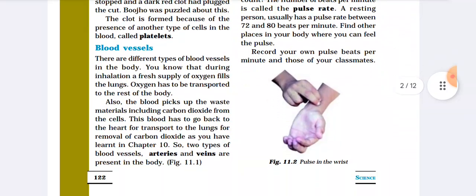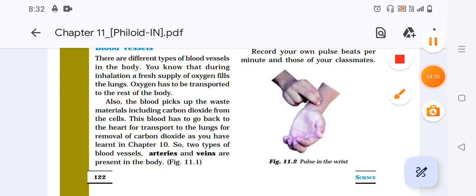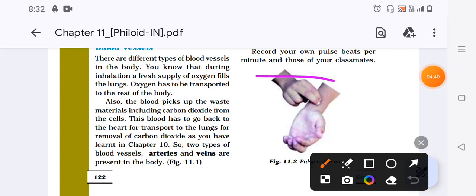ब्लड वेसल्स क्या हैं? ब्लड वेसल्स आर द ट्यूब्स, thin or thick tubes which carry blood inside them. Now, we know that blood is composed of many parts. Now, what is a blood vessel composed of? A blood vessel is just a tube present in our body. It carries blood within it.